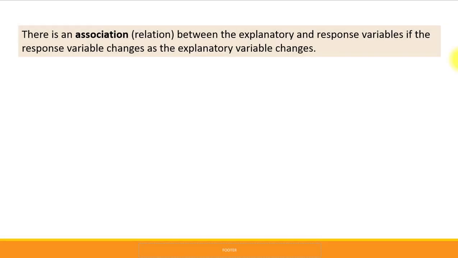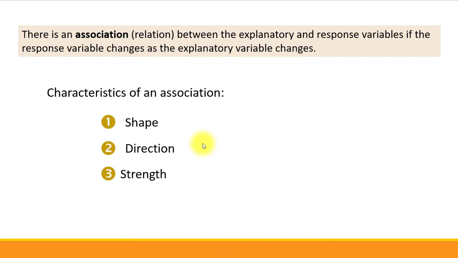As we already said, it's interesting to determine if there is any kind of relation between the variables in bivariate data. And this kind of relation is called association. So we say that there is an association between the explanatory and response variables if the response variable changes as the explanatory variable changes. So in other words, change in one variable causes the change in the other variable.